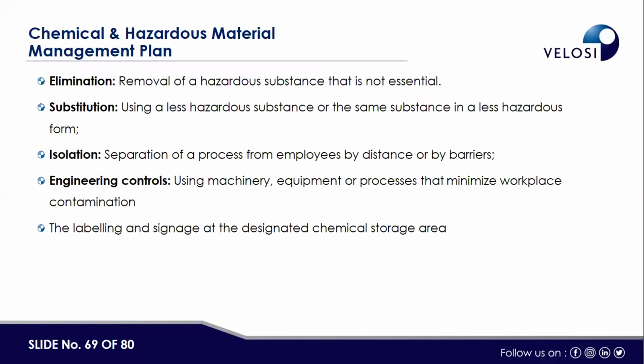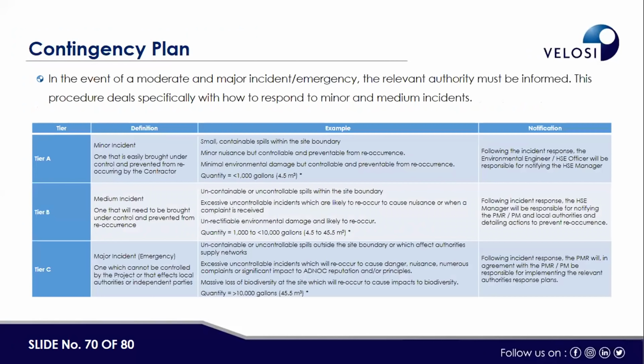In this project, we have developed a chemical or hazardous material management plan with the hierarchy: elimination, substitution, isolation, and engineering control. Elimination means removal of the hazardous substance that is not essential. Substitution is use of less hazardous substances. Isolation is separation of the process from employees by distance or by barriers. And then engineering control is using machinery, equipment, or process that minimizes workplace contamination.